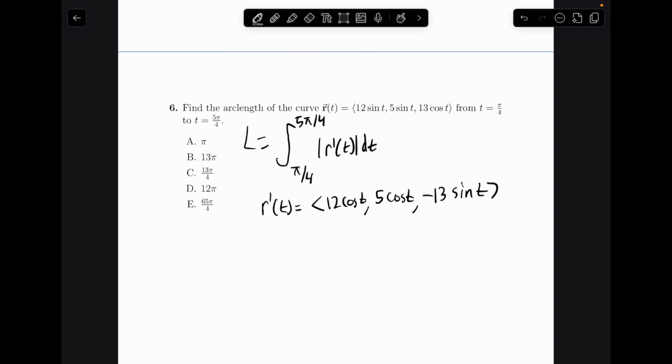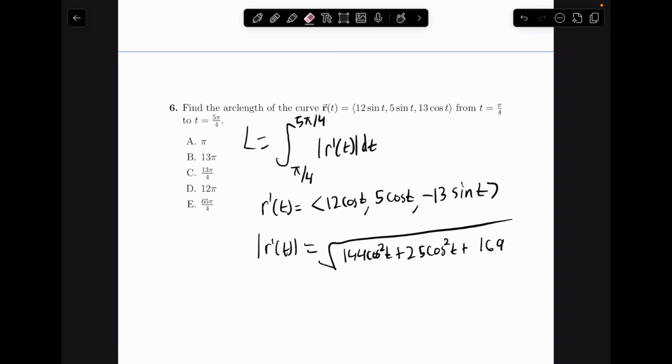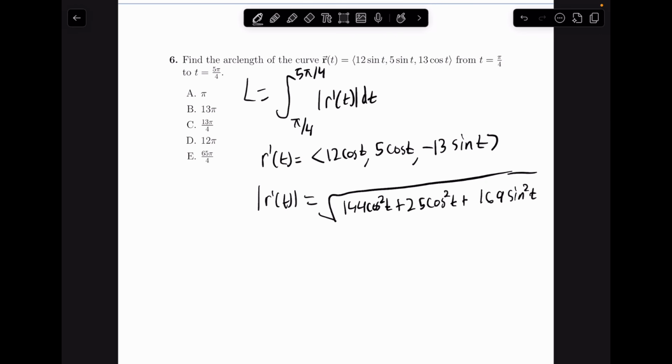Okay, the magnitude of that is going to be the square root of 144 cos squared t plus 25 cos squared t plus 169 sine squared t. And this is the most satisfying part. This is just equal to 13. That's because if you factor out 169 times sine squared plus cosine squared t and take the square root of that, you're going to end up with 13. So that's pretty nice.